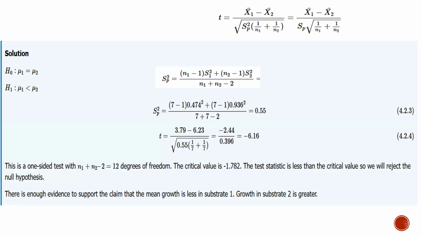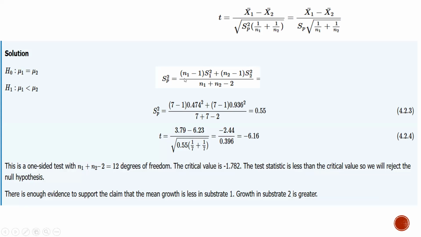In the solution, we state the null hypothesis that there is no difference, while in the alternative hypothesis we are saying that the growth in substrate 1 is less than the growth in substrate 2. So first we will calculate the pooled variance. How is the pooled variance calculated? Sp squared shows the pooled variance.